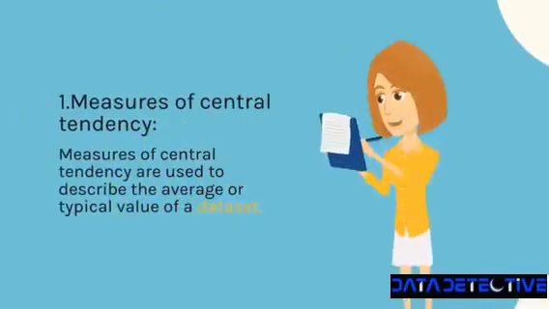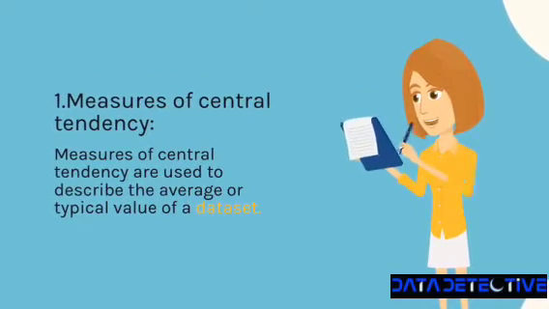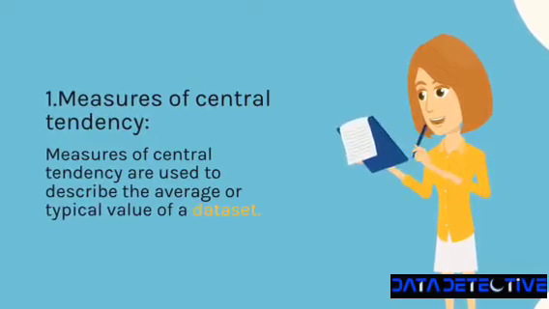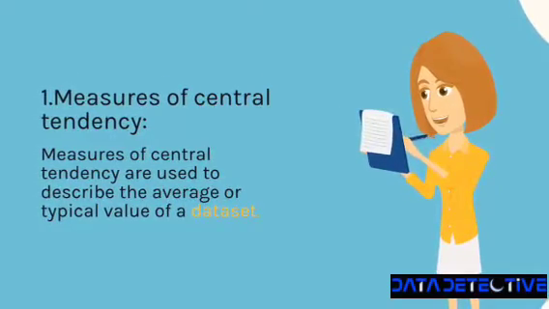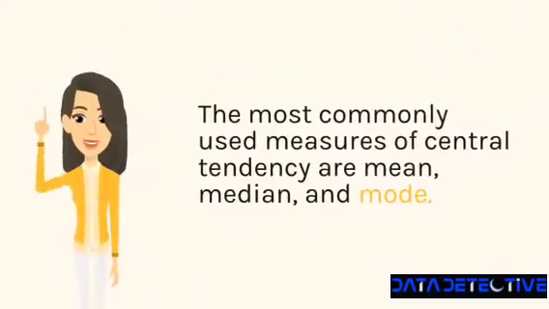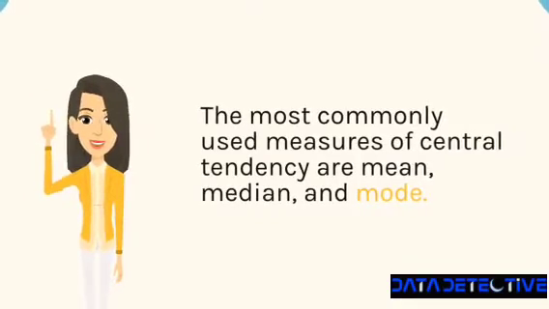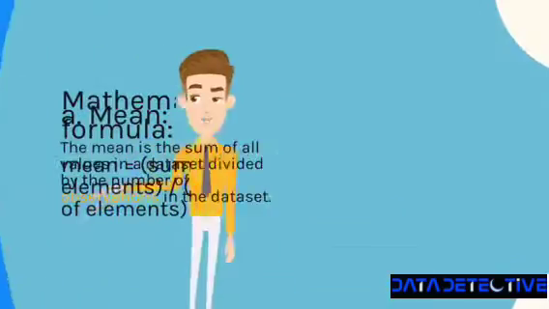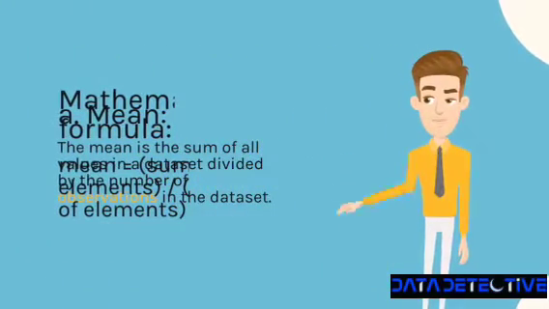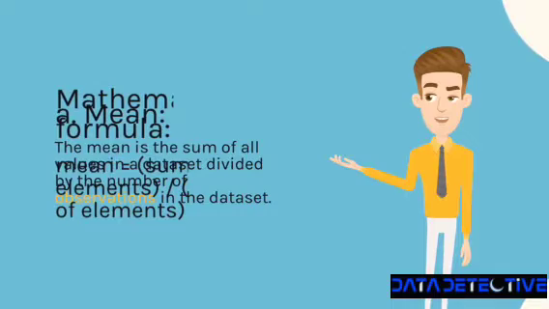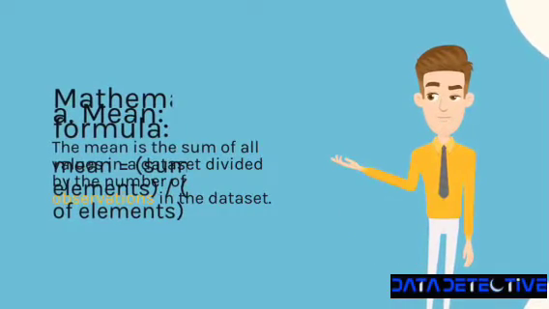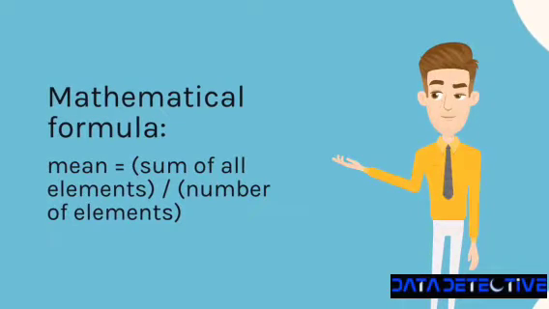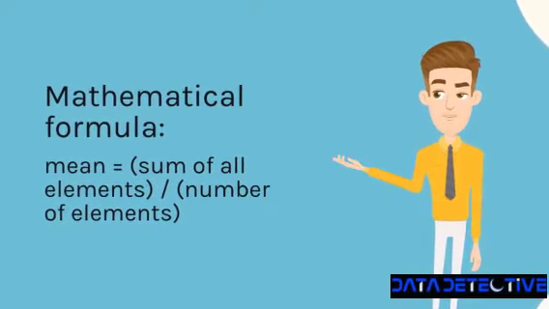1. Measures of central tendency. Measures of central tendency are used to describe the average or typical value of a dataset. The most commonly used measures of central tendency are mean, median, and mode. A. Mean. The mean is the sum of all values in a dataset divided by the number of observations in the dataset. Mathematical formula: mean equals sum of all elements divided by number of elements.